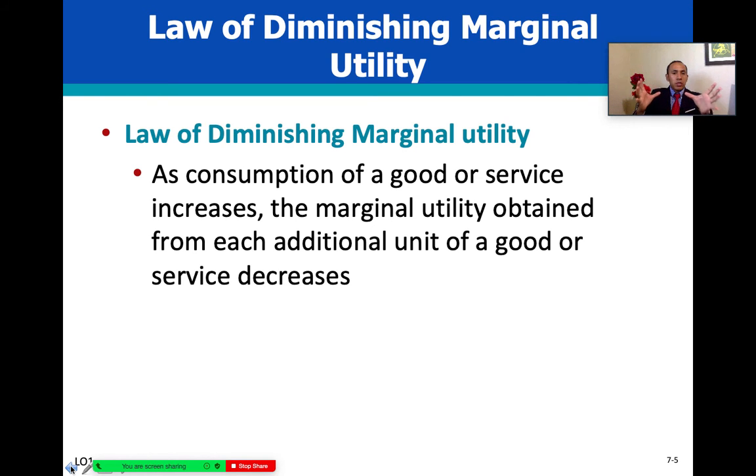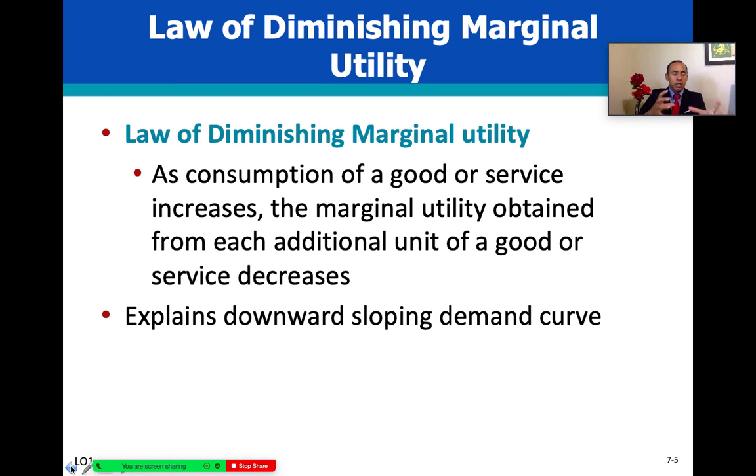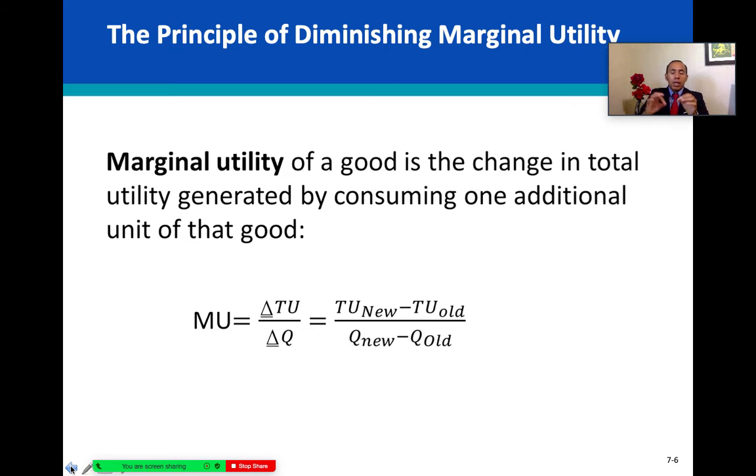So as consumption of a good or service increases, the marginal utility obtained from each particular additional unit of a good consumed declines. It decreases for every good. And it explains why the demand curve is downward sloping, as we relate it to the relationship of utility to the demand for goods and services in the market.